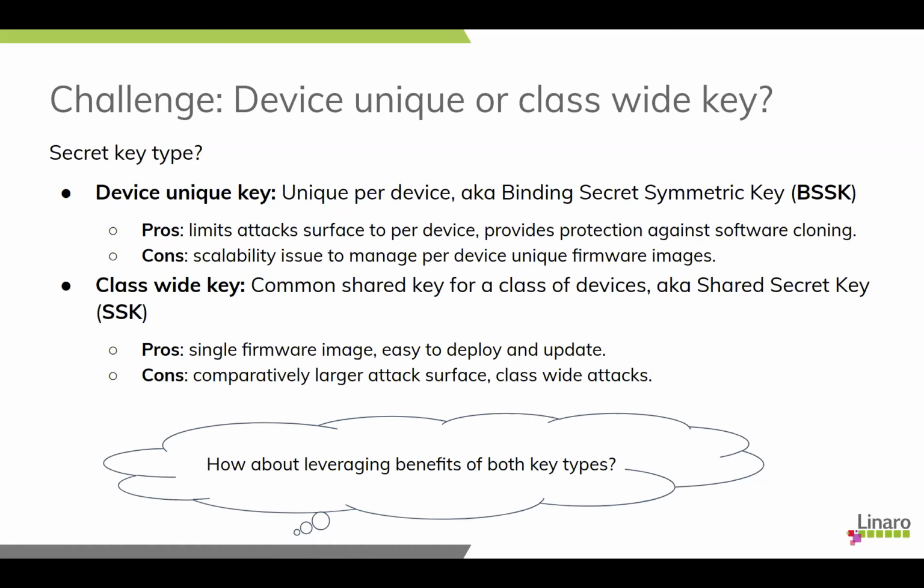Now, the class-wide common key, which is also known as the shared secret key. The positive for this key type is it provides a single firmware image, which is easy to deploy and update. The negative being it has a comparatively larger attack surface, which may often lead to class-wide attacks as well. So the final thought that came here is how can we leverage the benefits of both the key types, which we'll try to explore in the upcoming slides.